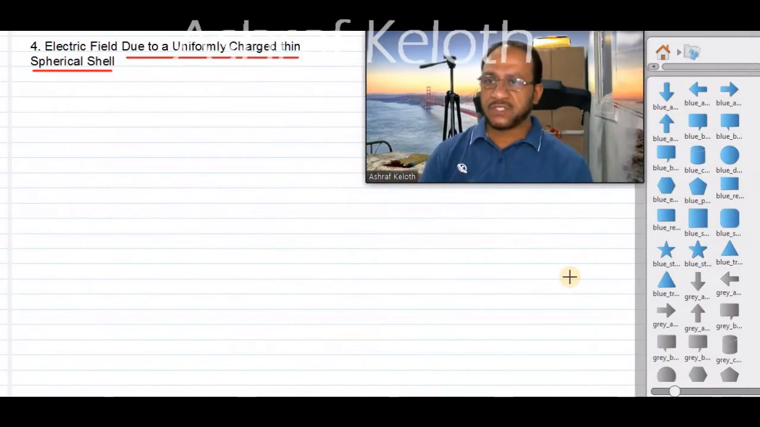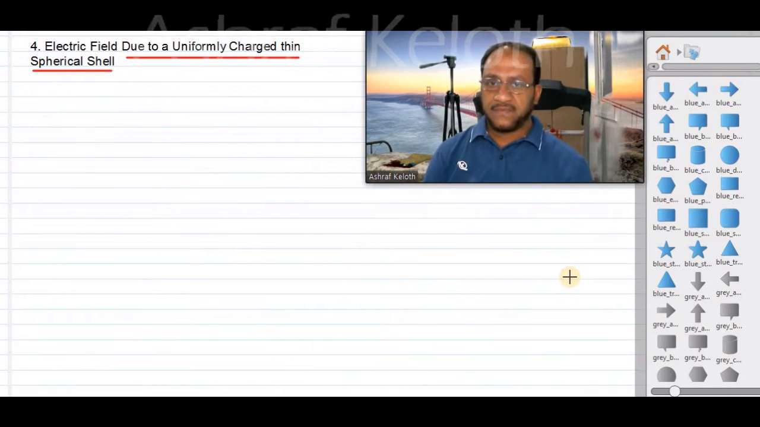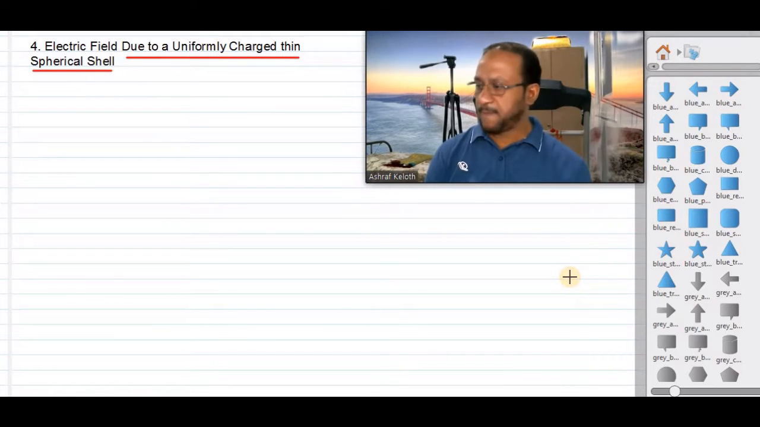Fourth application of Gauss's theorem: electric field due to a uniformly charged thin spherical shell. Consider a thin spherical shell of radius capital R with a uniform surface charge density sigma coulomb per meter square.